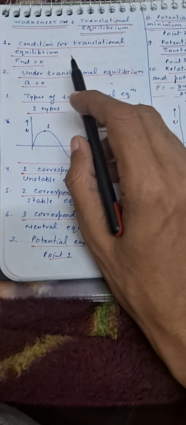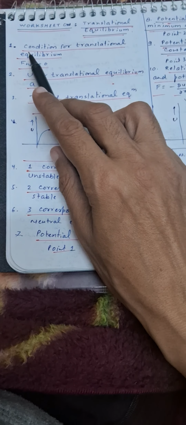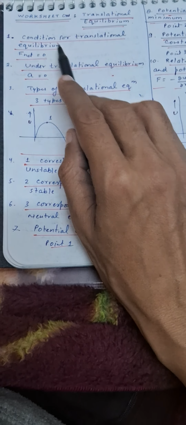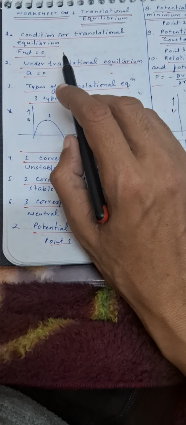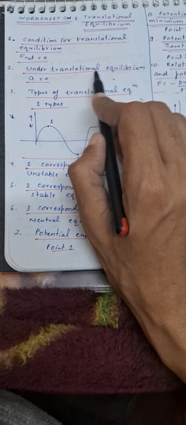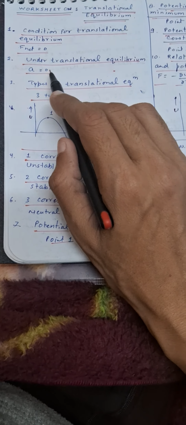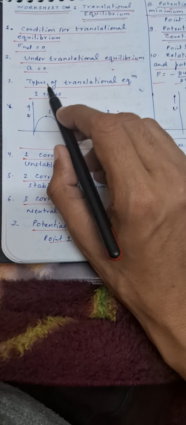So, here is the worksheet on translational equilibrium. The first question is the condition for translational equilibrium. The condition is that net force is equal to 0. Next, under translational equilibrium, acceleration is, so net force is ma, so acceleration will be 0.